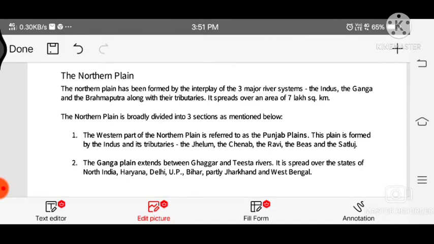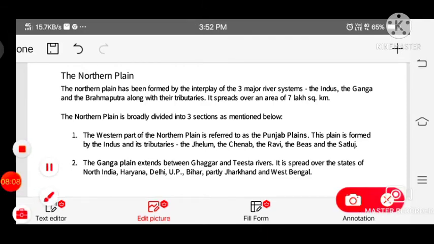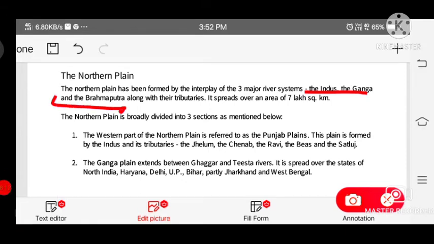So now we come to the Northern Plain. What is the Northern Plain? The Northern Plain has been formed by the interplay of three major river systems, which are the Indus, Ganga, and Brahmaputra. These three river systems make the Northern Plain, along with their tributaries. It is spread over an area of 7 lakh square kilometer.